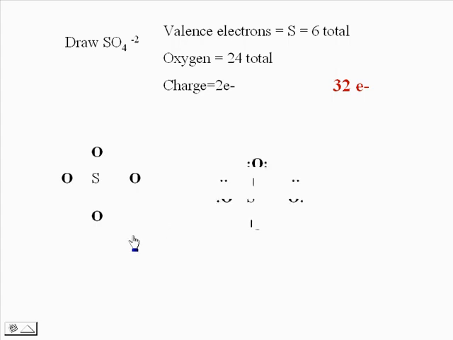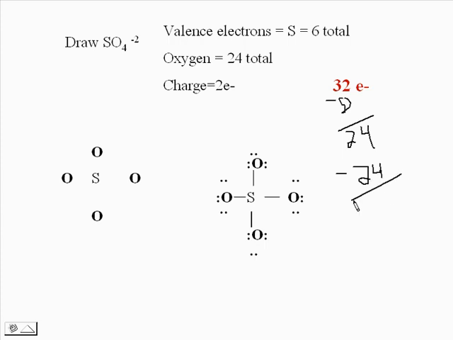Draw your structure, connecting them, bonding them to each of the oxygens. I have used up 8 electrons. I would have taken the time to minus out my 8 bonding electrons, leaving me with 24. Distributing them around the outer atoms first to make sure that everybody has 8 electrons, and when you do that, you'll discover that you have used up all of them.